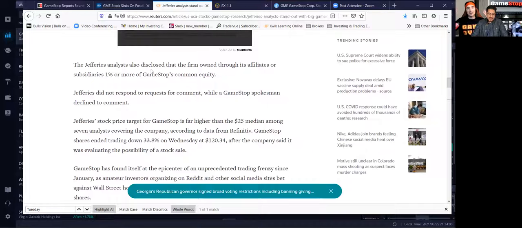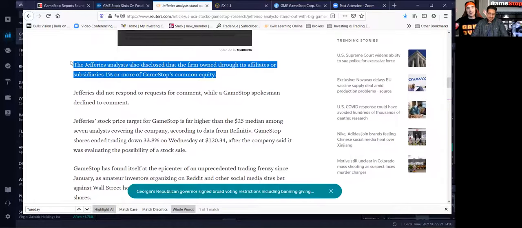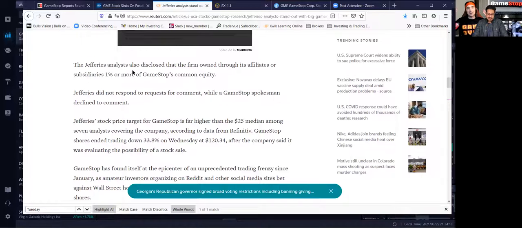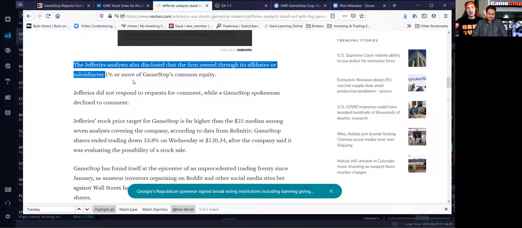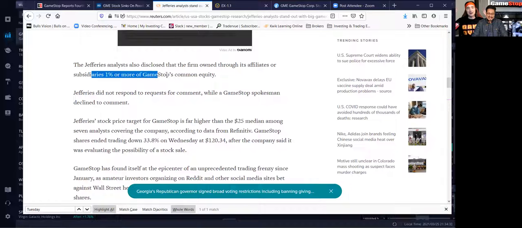One thing I want to mention, guys, that's very important, is that I also believe Jefferies gave such a high target on the GME stock because, according to this, Jefferies owns 1% or more of GameStop, which is pretty big. Let's take a look at that. The Jefferies analyst also disclosed that the firm owned, through its affiliates or subsidiaries, 1% or more of GameStop common equity. So if you think about it, if you own the stock, of course you want to upgrade the stock and pump it.